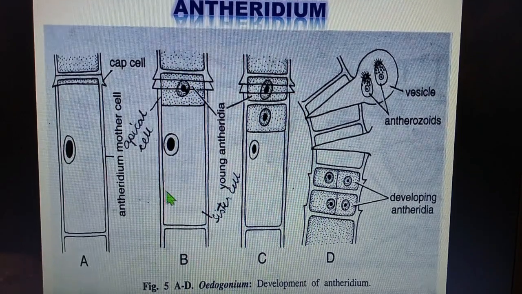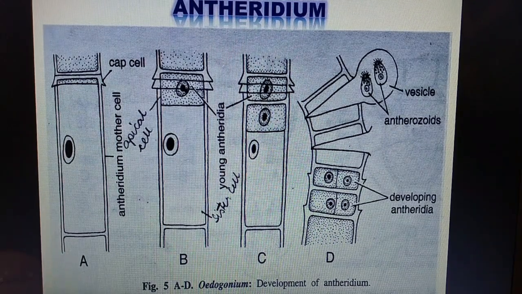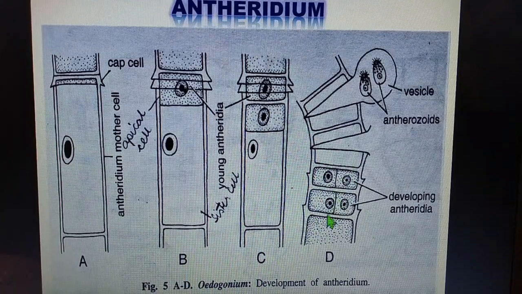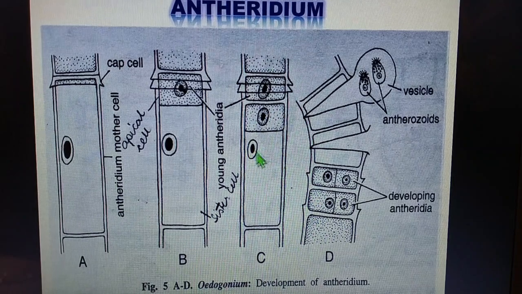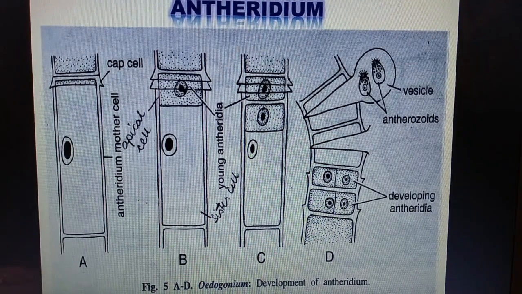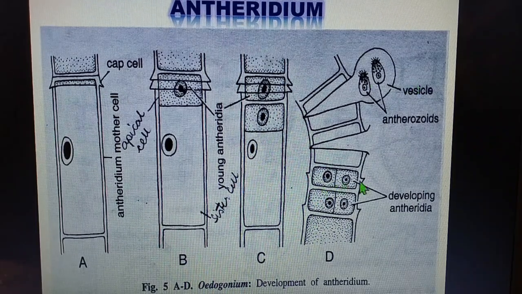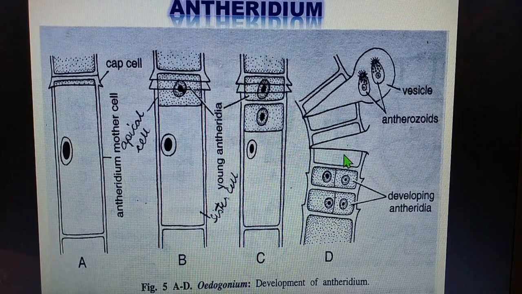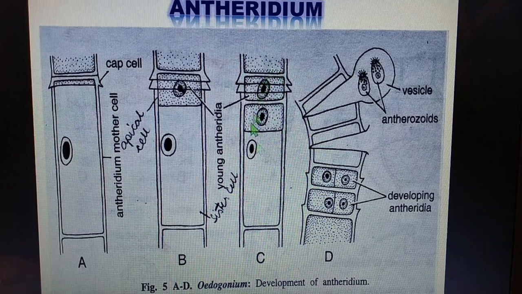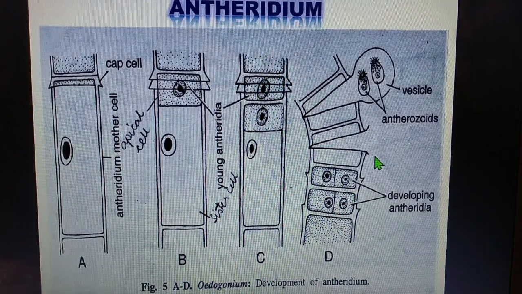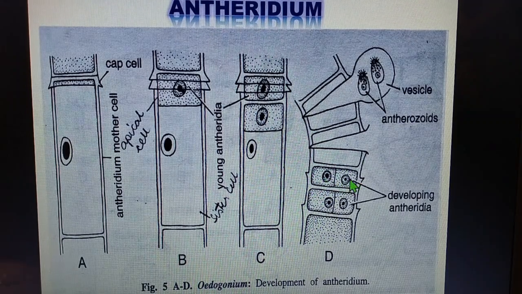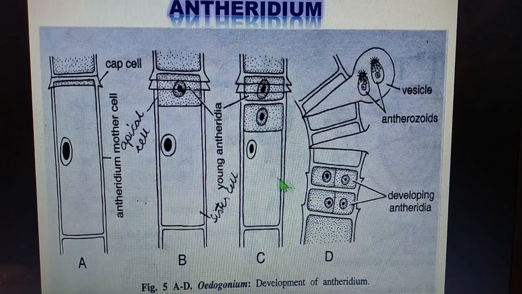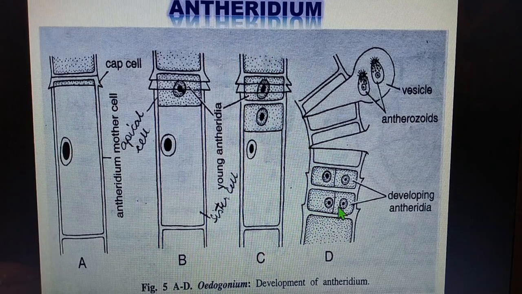Now the latter, this sister cell, will again undergo division to form a row of 2 to 40 flat uninucleate antheridia. The antheridia have a single nucleus, so they are uninucleate. In figure D you can see what happens to the nucleus of each antheridium. The nucleus of each antheridial cell will divide mitotically into 2 nuclei.